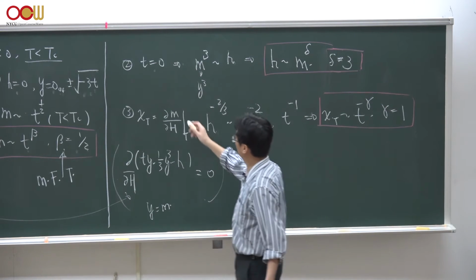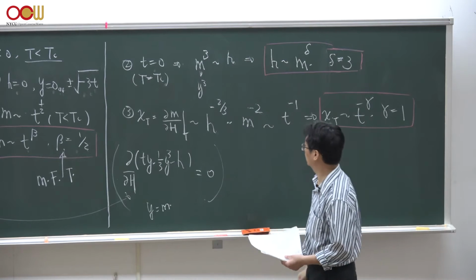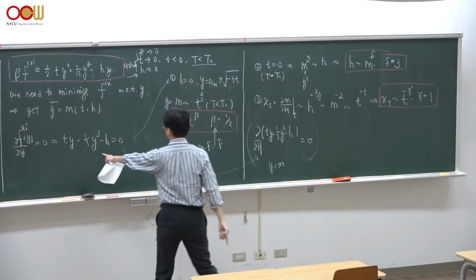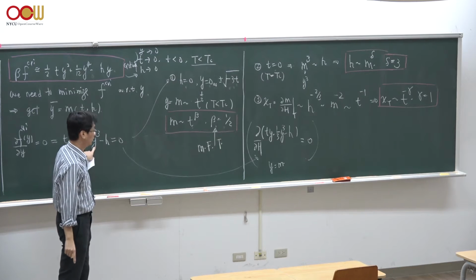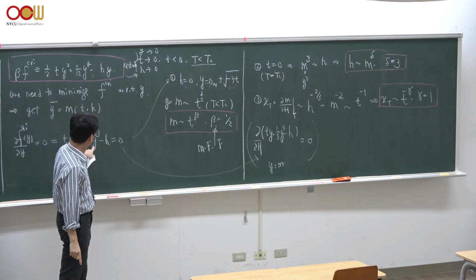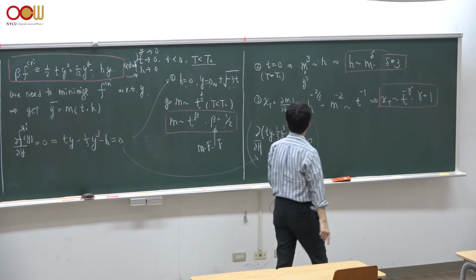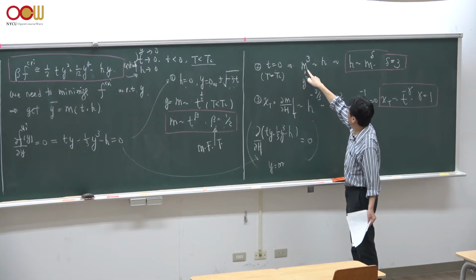Which means that when little t is exactly 0, or t is the same as tc, we can plug this relation back in. So when little t is 0, this little h is y to the power of 3. It's a cubic relation to y, or to magnetization, which means that the field is proportional to m cubed.